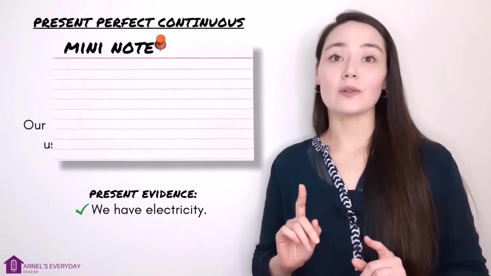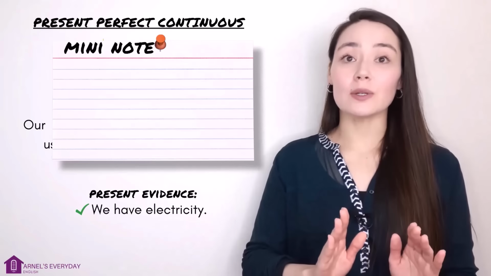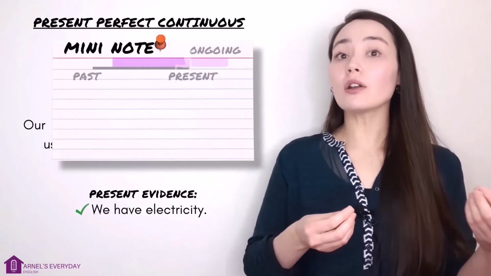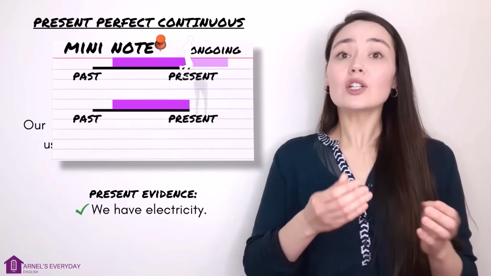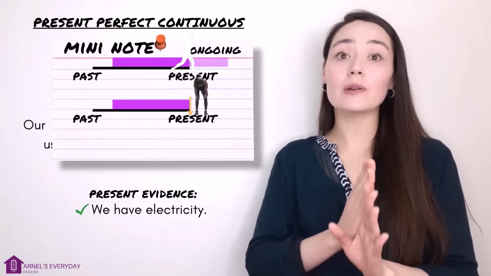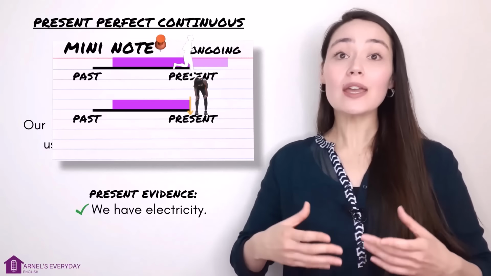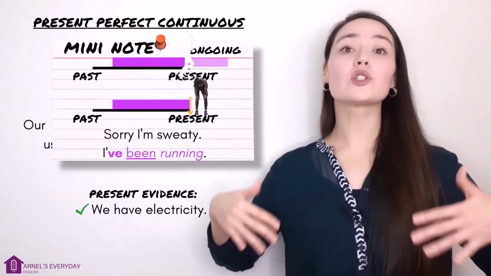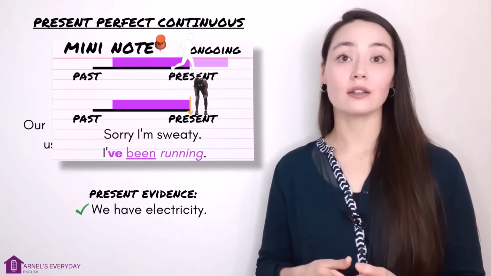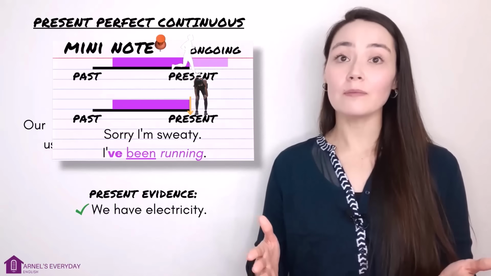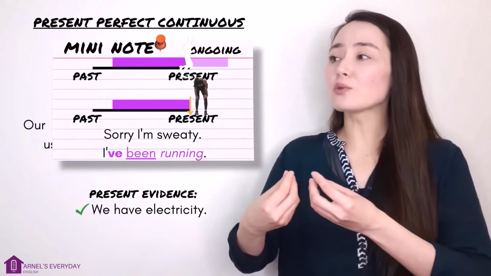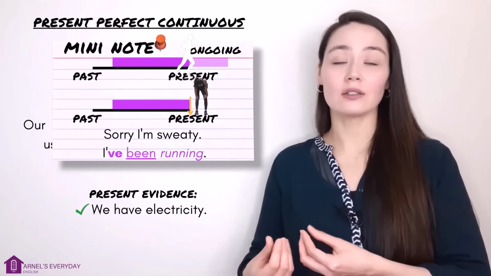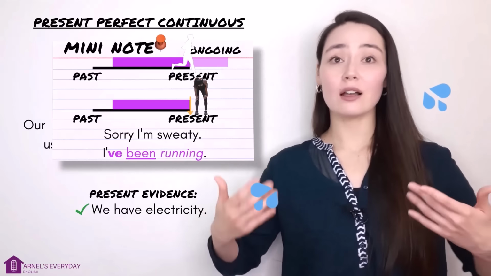However, mini note, with the present perfect continuous, the action could be ongoing or the action could have stopped just before the present time. So if I say, sorry, I'm sweaty, I've been running. Maybe I'm done running, but there's still evidence of that recently finished action. What's my evidence? Well, I'm all sweaty.